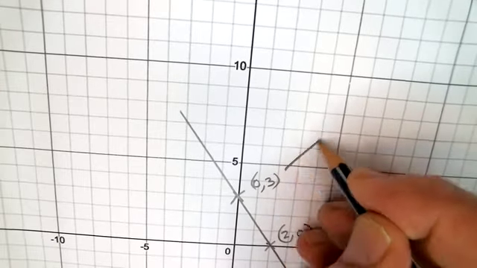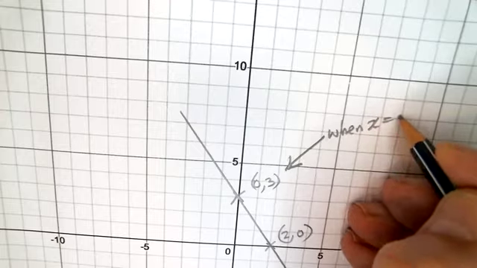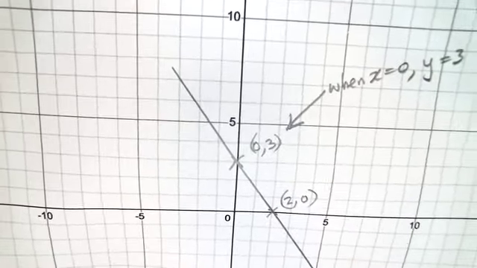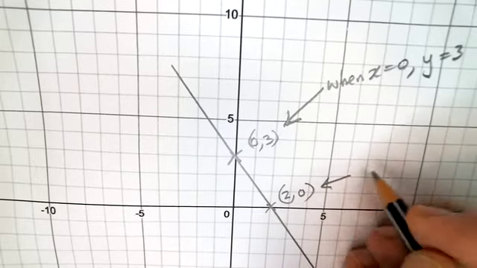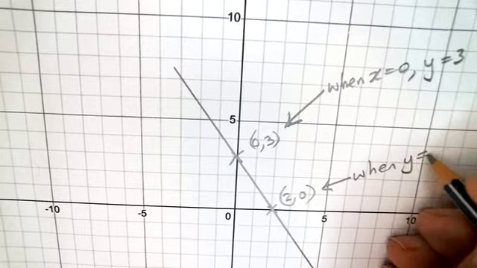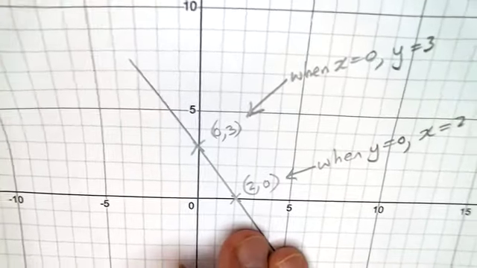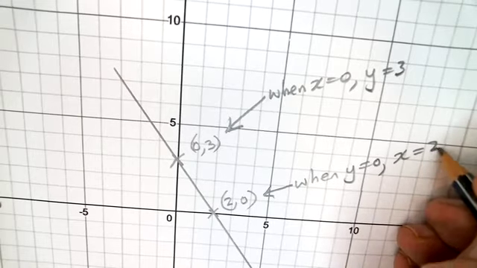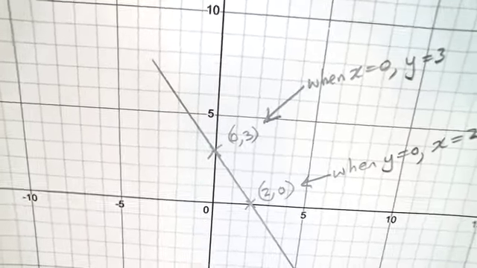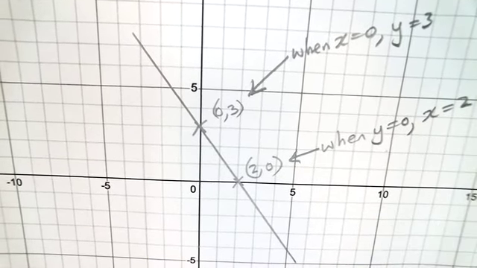this point here, when x equals 0, comma, y is equal to 3. And here we want to say when y equals 0, comma, x equals 2. So you can't see that. I'll just get that on the screen. Here we go. There you go. So that's essentially what you want to say, and that you're now showing you understand how the intercepts are formed.